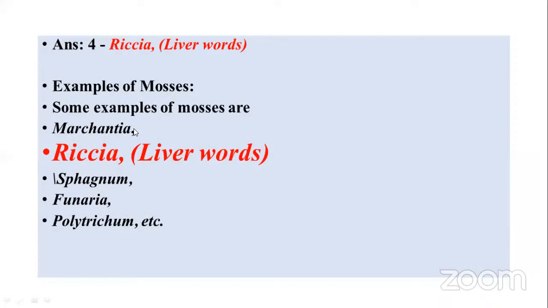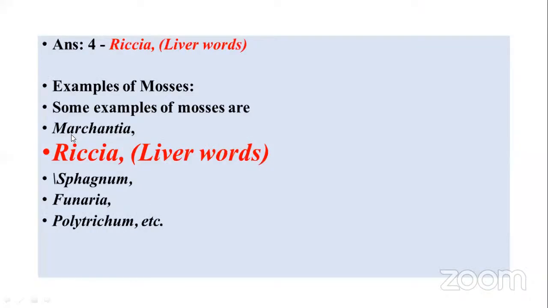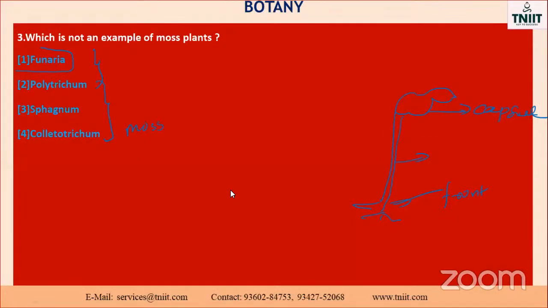Riccia has been given, Funaria. Okay. See, there's Marchantia, Riccia, Sphagnum, Funaria, Polytrichum is also given. So Cholicotrichum is not given in this category. Okay, my dear, the answer is wrongly marked, because instead of Funaria, they have given Riccia. The Polytrichum, Sphagnum, and Cholicotrichum.